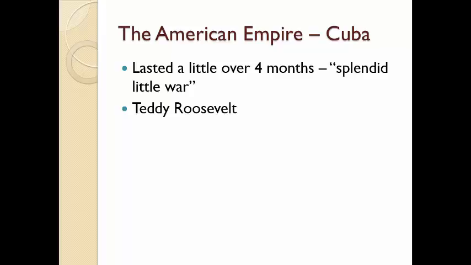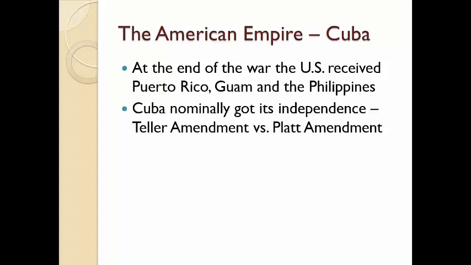And of course, he becomes famous for his part in the Battle of San Juan Hill. And the war, by and large, is a success for the United States. Very few casualties, but we get all these spoils of war, because at the end of the war, since we won, we receive from the Spanish Empire Puerto Rico, Guam, and the Philippines. So by the end of the war, we are in possession of a rather small empire, an overseas empire.